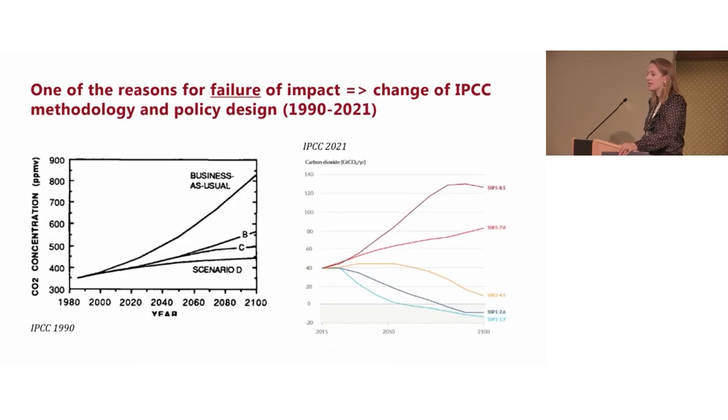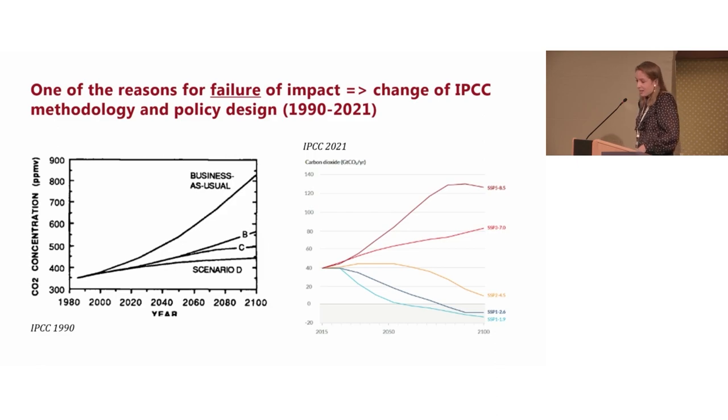understand the reasons for the failures. And one of the interesting things is that when I look into the IPCC reports, I'm so puzzled about so many things. One of them is that I can see there has been a shift in the methodology and policy design over the last 30 years. Again, I'm not a modeler, but what I can see is that the different ways of approaching the whole IPCC methodology and the policy design, the discourse about it, the words they're using, have very much changed over the last 30 years.